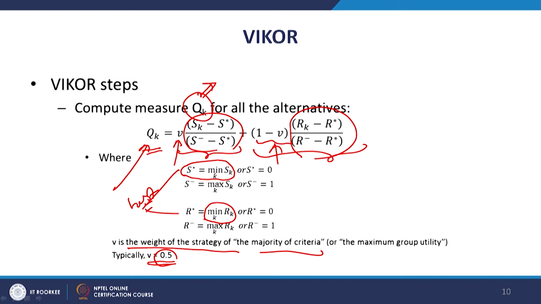Now, we can take the min values, or otherwise we can take S asterisk as 0 and R asterisk as 0. S minus is the opposite of this, because this is representing the worst scenario. So, max over k of Sk, and similarly R minus is also representing the worst scenario here, so the max over k of the Rk value is to be taken. So, this is about the metric Qk.